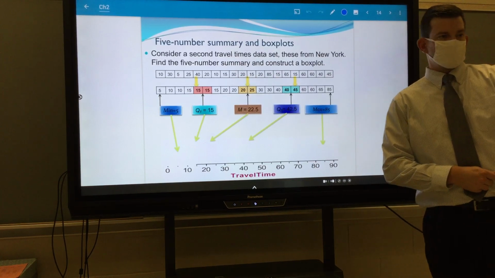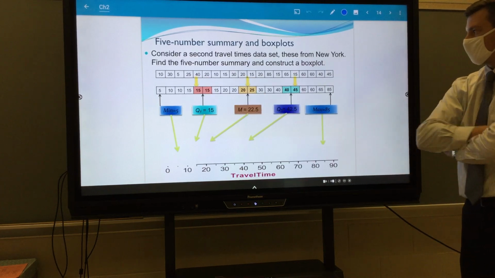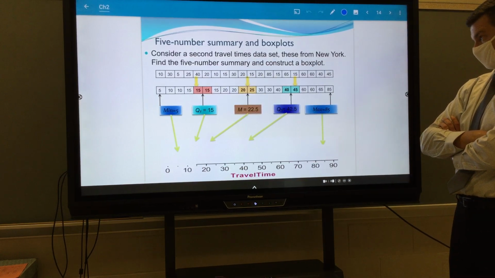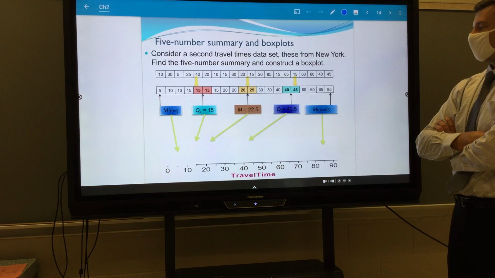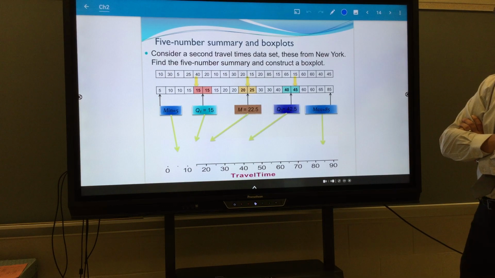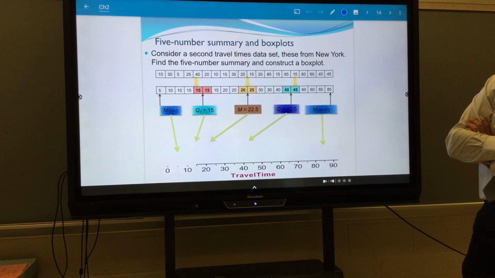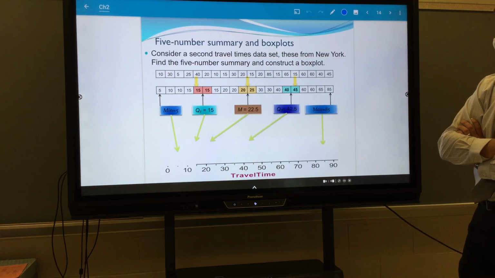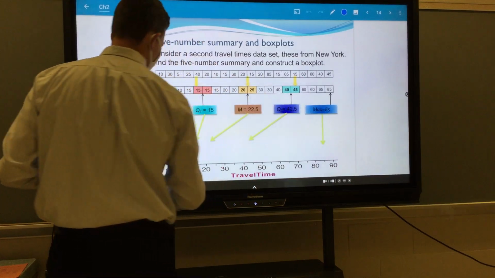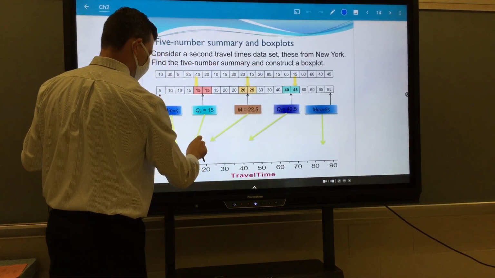Here's another example. Remember we talked about the North Carolina commute times? Here is New York City commute times. We have more of them in this case, but we have the 5-number summary identified for us: min, Q1, median, Q3, and the max. So we can make a box plot to display this 5-number summary. The middle box goes from Q1 to Q3.